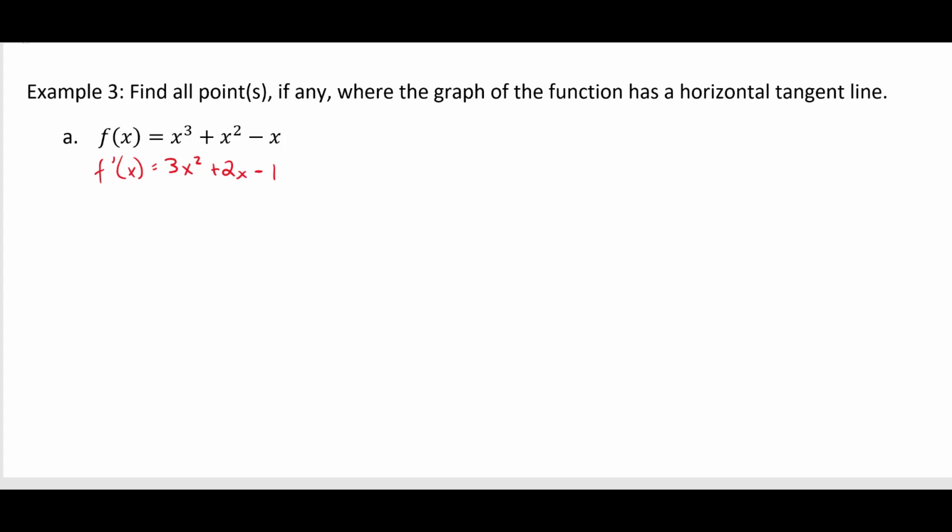All right, so our next step, we want the values where it has a horizontal tangent line. So remember, if we're asked to find where it has a horizontal tangent line, this is the same thing as saying find the values where f prime of x is equal to 0. So we want to set this derivative, 3x squared plus 2x minus 1, equal to 0. And we want to solve that.